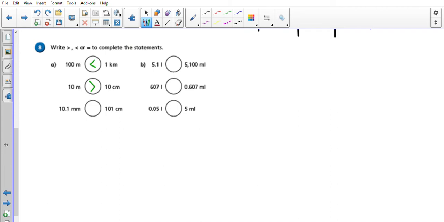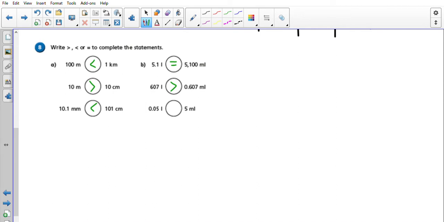10.1 millimeters and 101 centimeters. Well, 101 centimeters is over a meter, and 10.1 millimeters is just over 1 centimeter, which means that that's going to go that way. I have 5.1 litres and 5,100 millilitres. They are the same. Okay, I have 607 litres and 0.607 millilitres. 607 millilitres is less than 1 millilitre, but in 607 litres it's going to be 607,000 millilitres, so it's going to be that way.